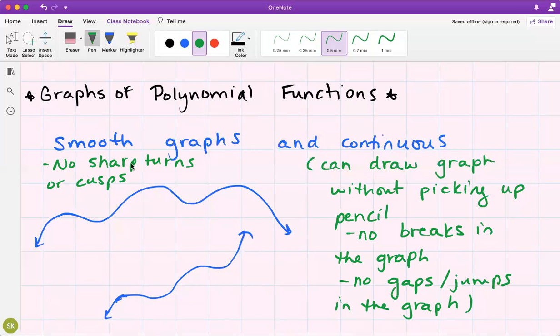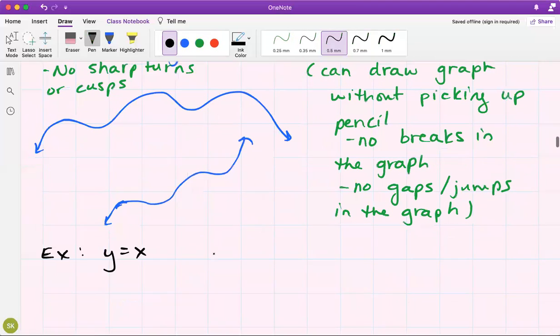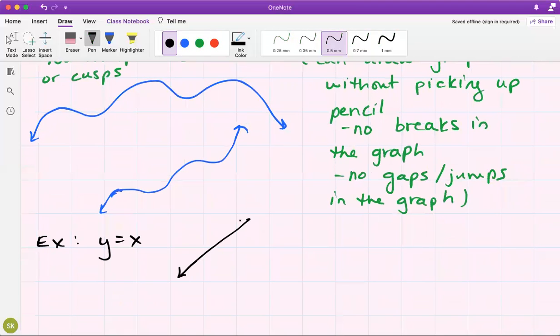So let's think of some examples of polynomial functions we already know. So we know a line, right? Let's give an example. Y is equal to x. This is a polynomial function, and we know the graph looks like this. So we can draw this like a straight line. So it's a smooth line, and it goes on forever. So you could draw the whole thing without picking up your pencil.